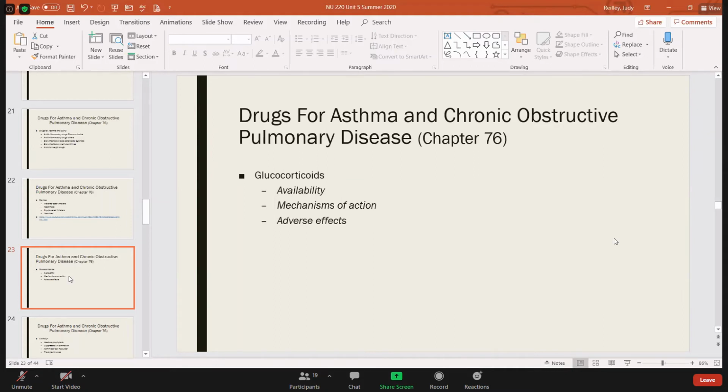So the mechanism of action is to decrease the asthmatic symptoms by suppressing inflammation, decrease the synthesis and release of inflammatory mediators such as histamines. And then you look at the decrease of infiltration and activity of cells such as your leukocytes that increase inflammation. And then the decrease of edema of the airway and the mucosa.